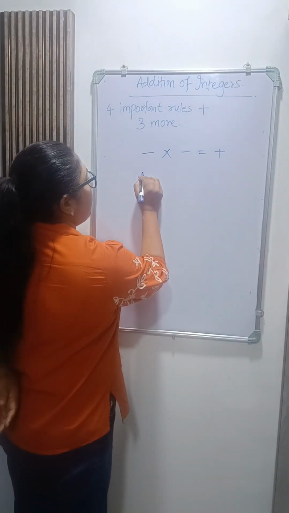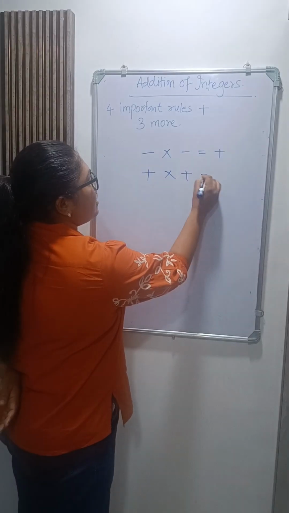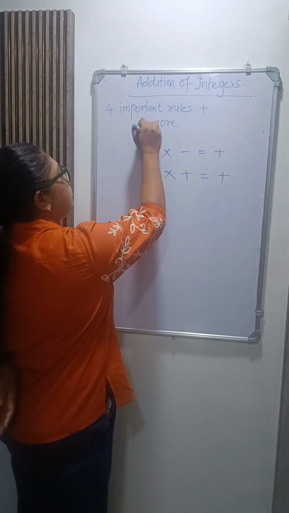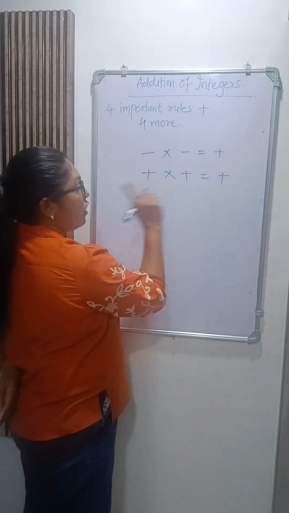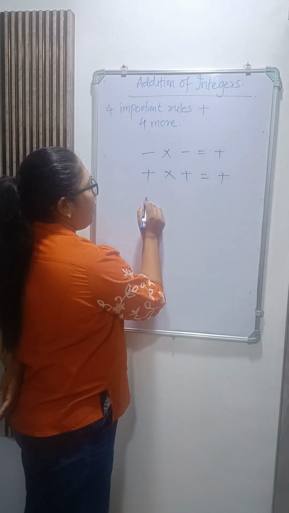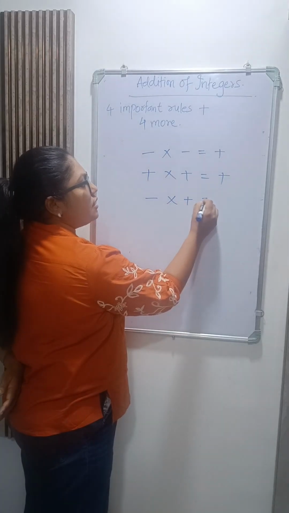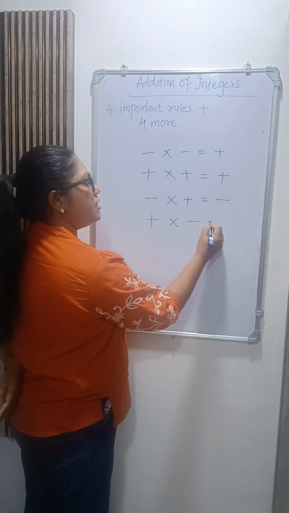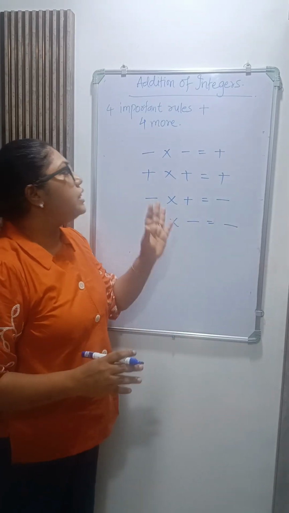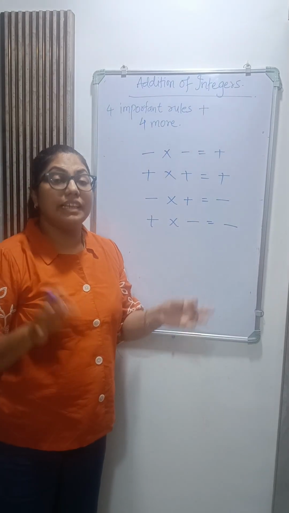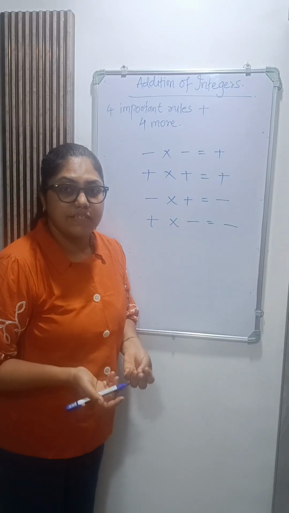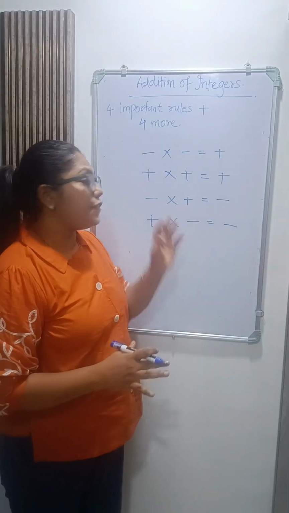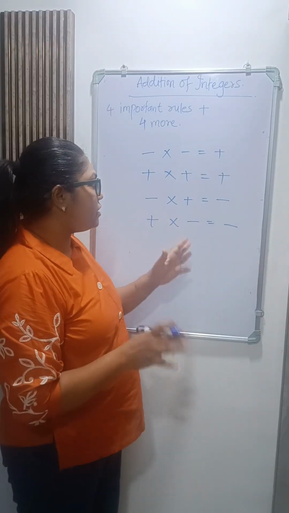Okay, plus into plus is equal to plus. So I'll take 4 of these. Then now I'll change. Minus into plus is equal to minus. Plus into minus is equal to minus. Okay, this is related to the multiplication part, but many times in the addition of integers also you will find such combinations.